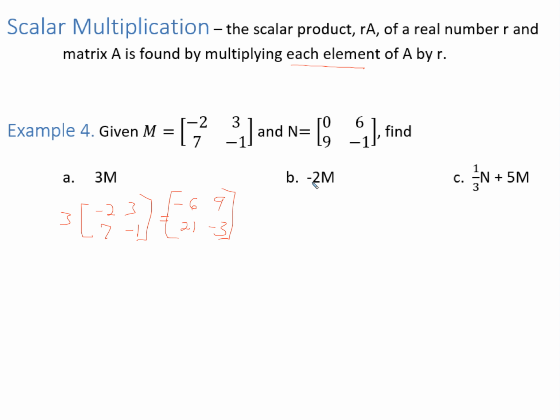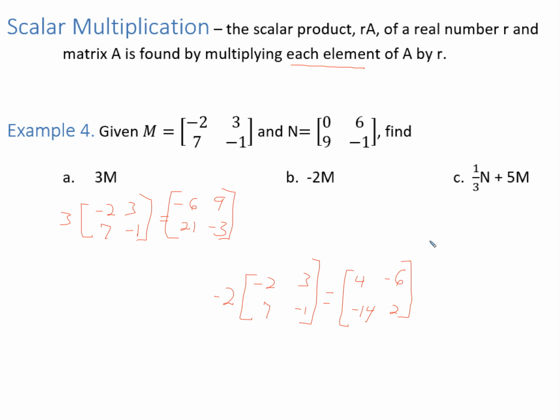So there's that answer. This one we want to do negative 2 times M. So I'll do that down here. Negative 2 times M, and that is going to equal negative 2 times negative 2 is 4. Negative 2 times 3 is negative 6. Negative 2 times 7 is negative 14. And negative 2 times negative 1 is 2. And there's the answer to part B.